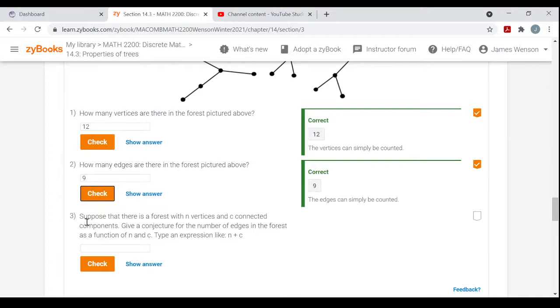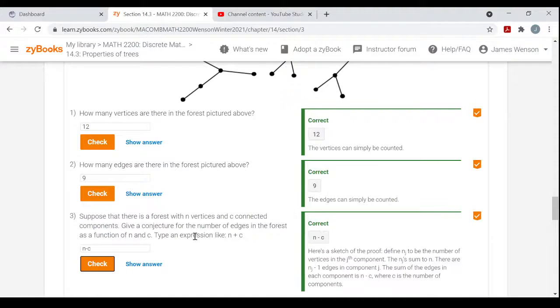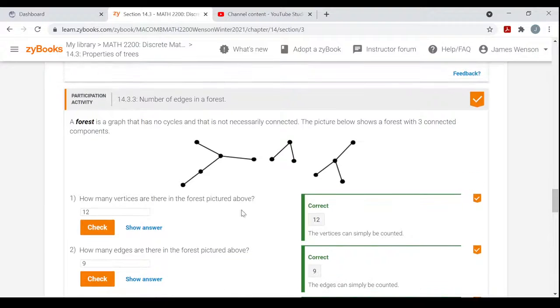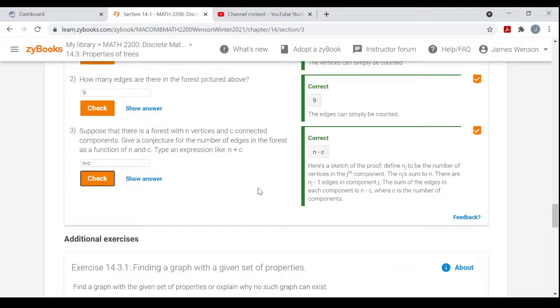So for example, suppose there is a forest with n vertices and c connected components. It's a forest with c trees, c different pieces that are trees. So based on this example, what's a conjecture? I already told you. Give a conjecture, a guess, as to what the number of edges in the forest would be. Well, it would be n minus c. It's the number of vertices minus the number of trees in the forest that will be the number of edges.